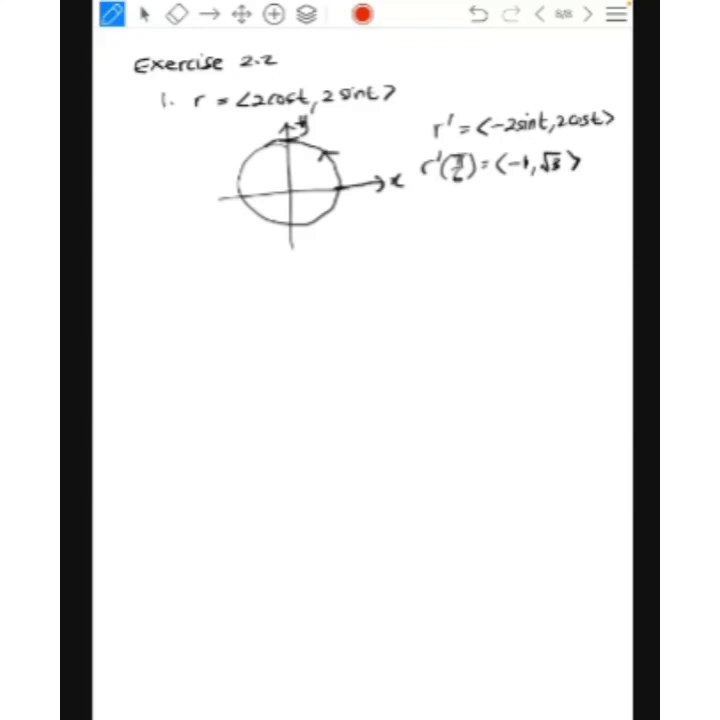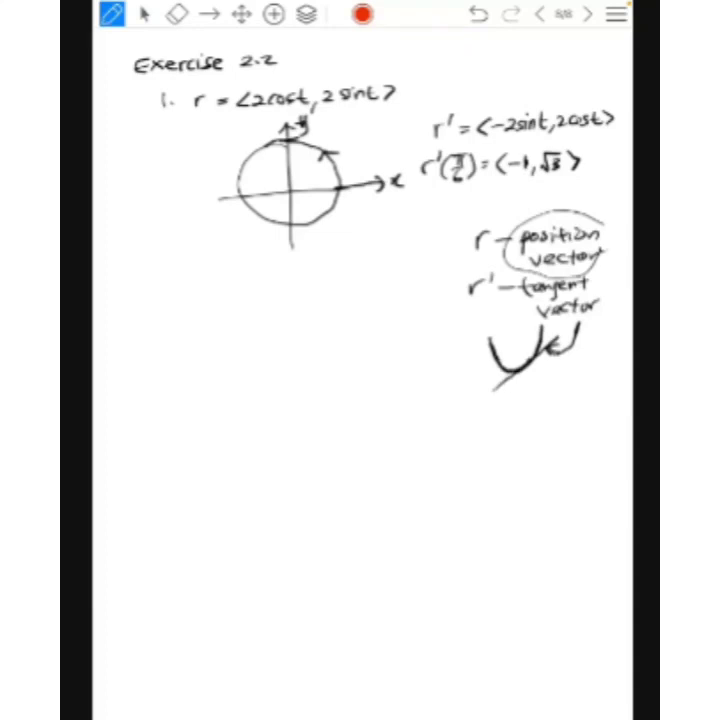Okay, so to sketch the r prime, you have to sketch the r first. Okay, r is a position vector. r prime is a tangent vector. Okay, so tangent vector means if you have a curve, let's say this is your curve, tangent must touch the curve at exactly one point. This is what we call tangent. But the position vector, it must be along the curve, everywhere on the curve.